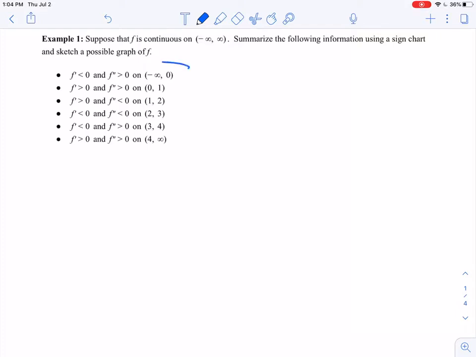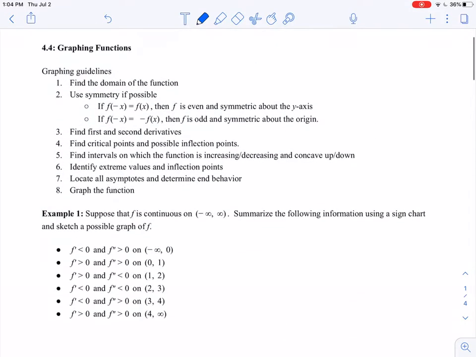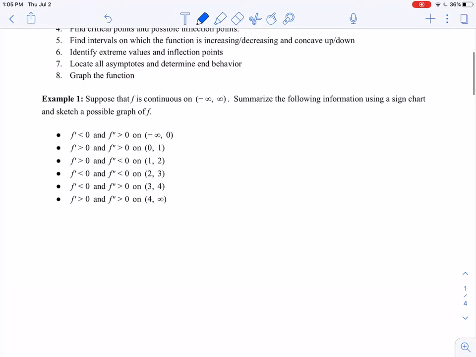So here, I'm actually giving you a lot of this information. In other problems that we do after this, all of this information right here, you're going to have to go and find. But right here, you're just given it. You're saying, okay, here's all this information about your first and second derivative. I know that it's continuous on negative infinity to positive infinity. Just make the graph for me. It's really just that last step.